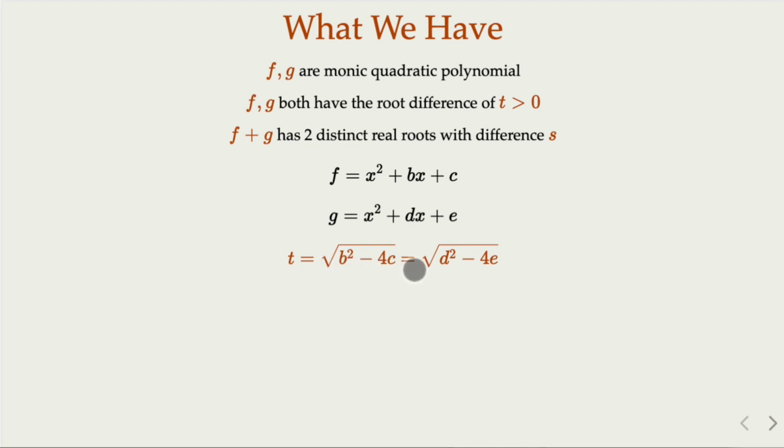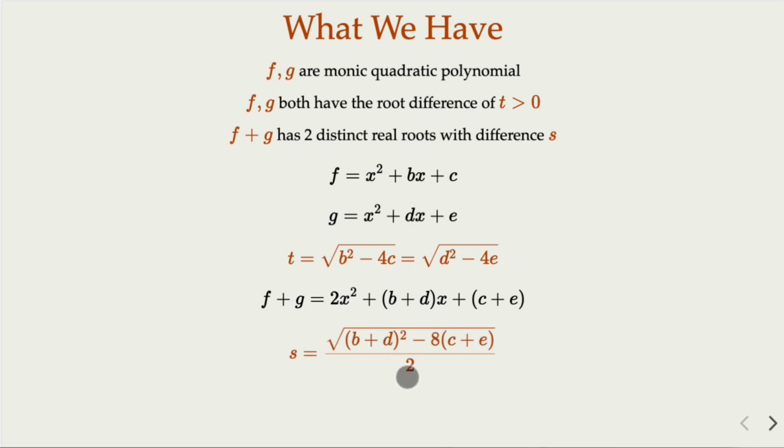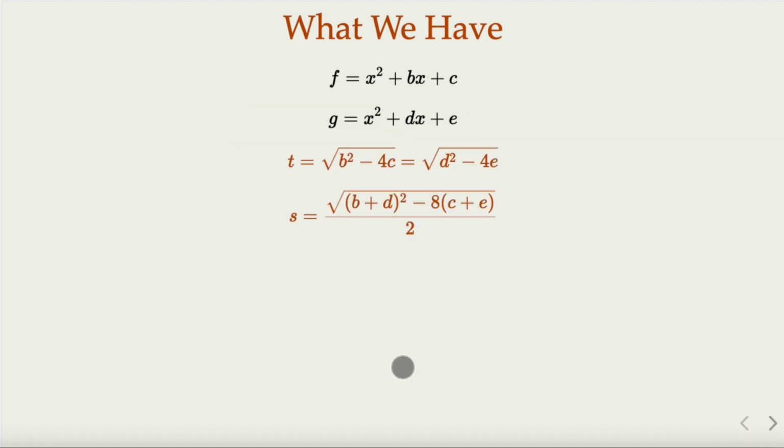Now, when we add up the two polynomials, we just add the coefficients here. Notice that the leading coefficient is no longer 1, it's 2 now. So we plug in the formula for the root difference for f plus g. We need to prove s is no greater than t. Let's review what we have. Let's expand this. Alright, so we're going to have this.